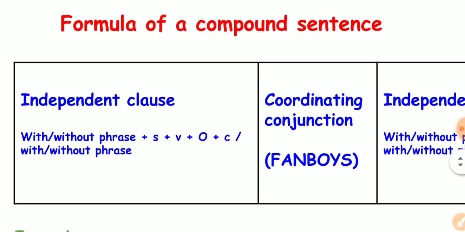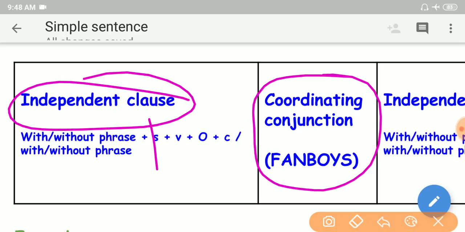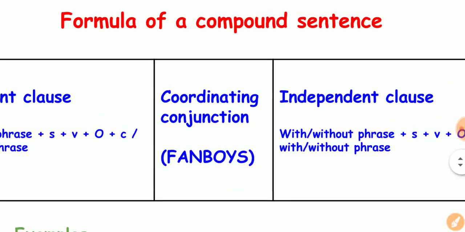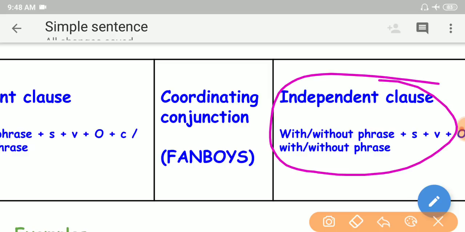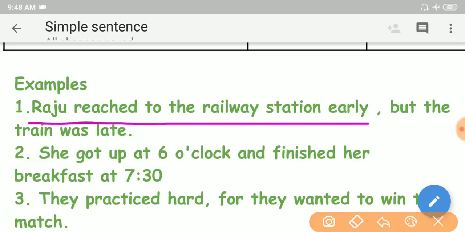See, the formula: there must be two independent clauses. An independent clause is nothing but one simple sentence you can understand, my dear friends, without depending on others. It gives complete sense or meaning. Same formula again: it should be connected by a coordinating conjunction, and at the same time another independent clause should be there. So this is the formula of a compound sentence. Here you can see some examples: Raju reached the railway station early, but the train was late.